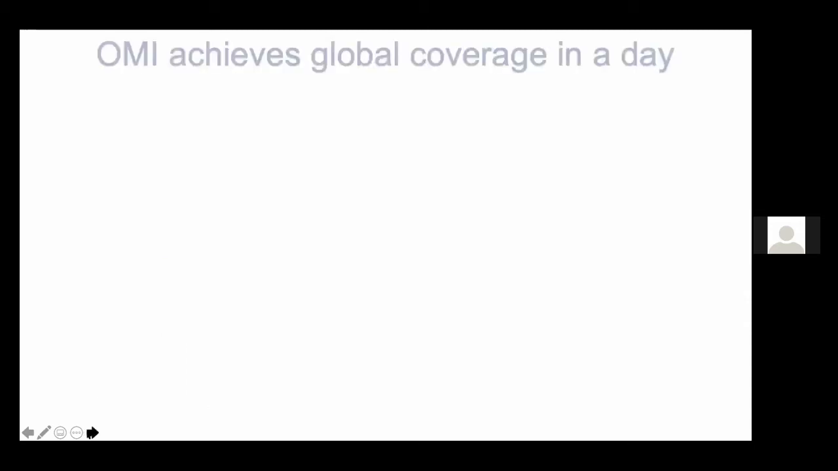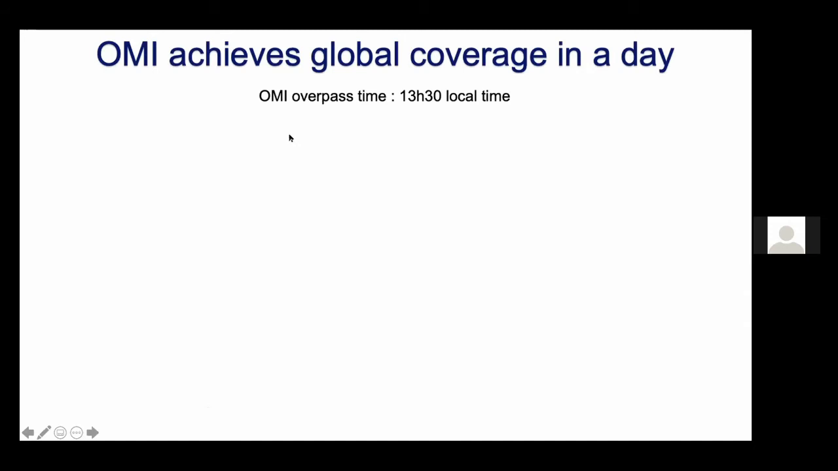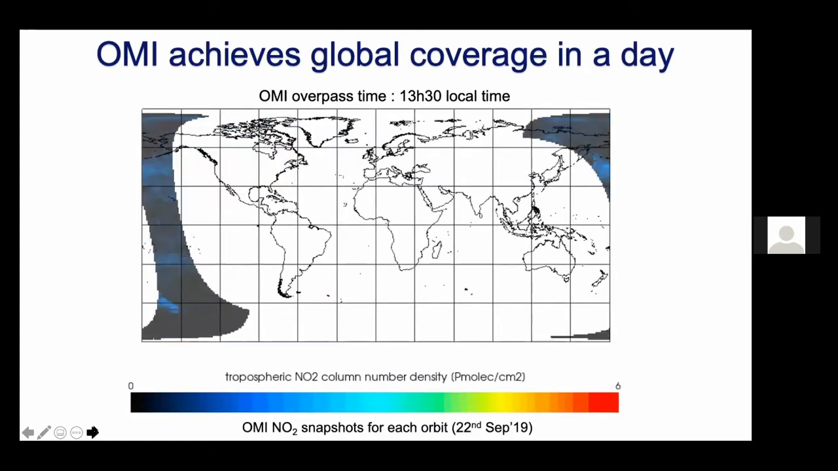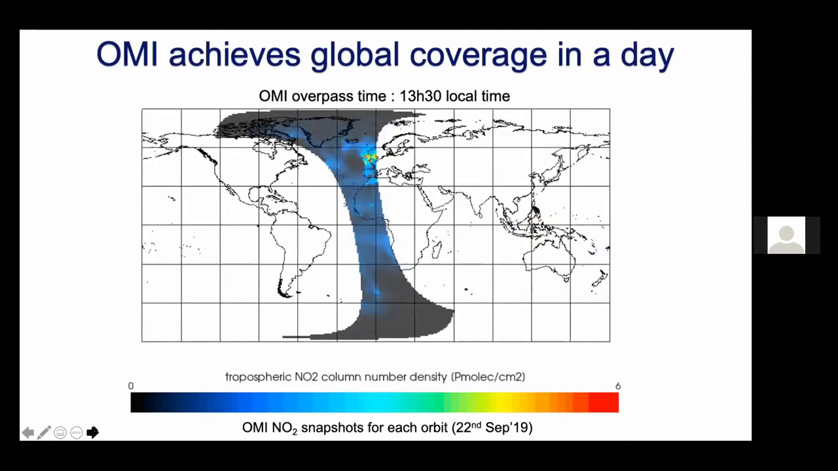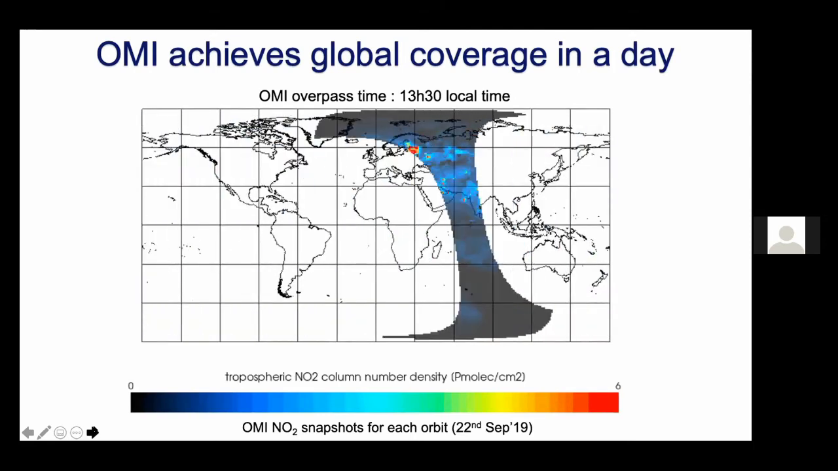The second thing is that the satellites pass overhead once a day. So OMI's overpass time is 1:30 local time. So it will be passing somewhere around an hour from now, right overhead. Now, these satellites are in the low Earth orbit. That means they are 750 kilometers away from the Earth's surface. And so they complete an orbit around the Earth in 90 minutes.